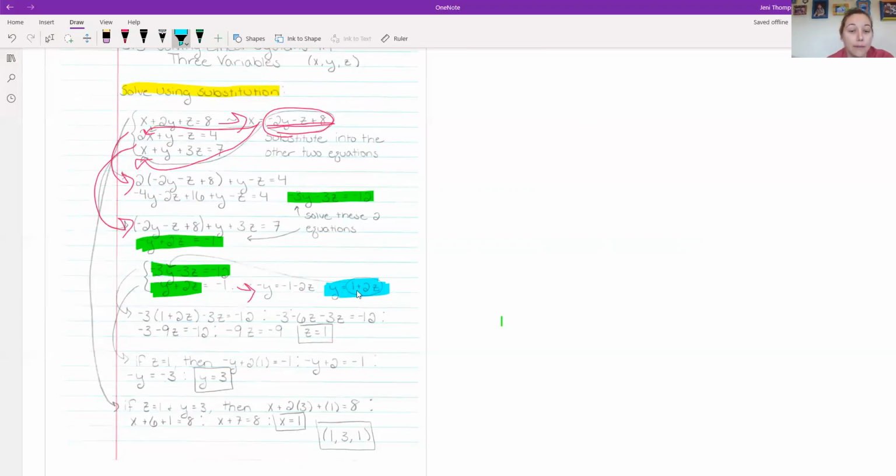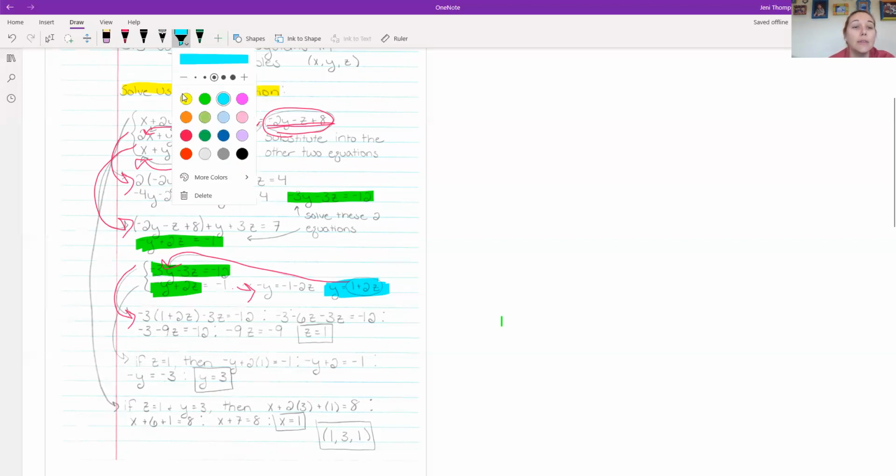So after I've got this equals y, right? I'm going to plug that back into my other equation. So negative 3 times all of this stuff, because that's what y equals. So that's what happened here. Negative 3 times 1 plus 2z minus 3z equals 12. I distribute my negative 3. I combine my like terms. And I finally have a solution.